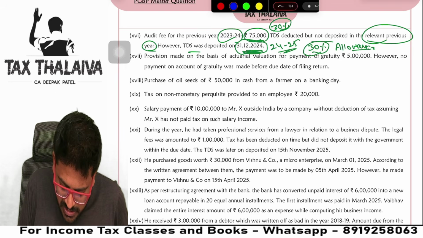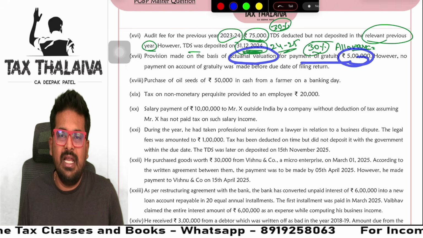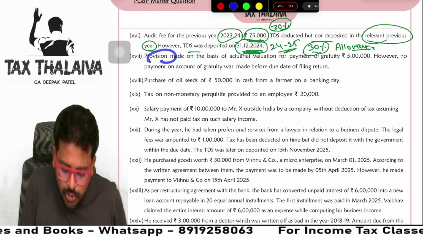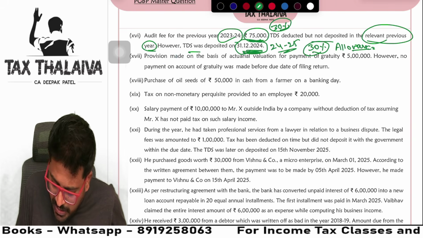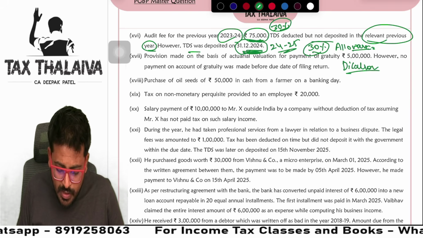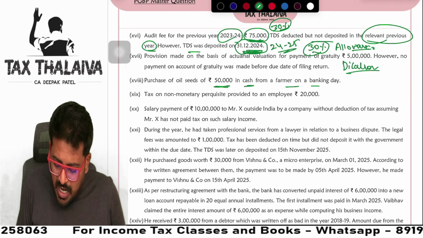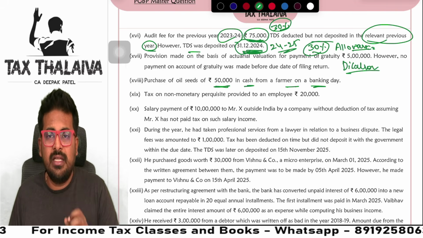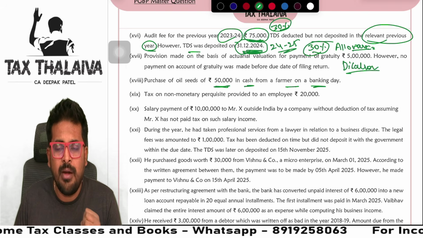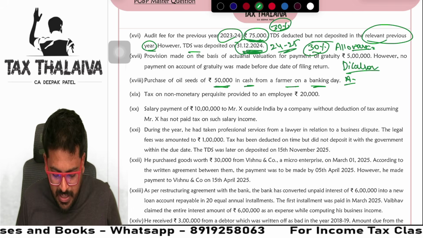Next, provision made on the basis of actual valuation for payment of gratuity. Guys, any kind of provision you made under Income Tax Act is straight away disallowed, guys. Straight away disallowed. Okay, next, purchase of oil seeds of 50,000 in cash from farmer. Guys, under section 40A(3) there is a Rule 6DD. It says that if you purchase from any farmer in cash, absolutely no issues. So this will be allowed, no adjustment required.